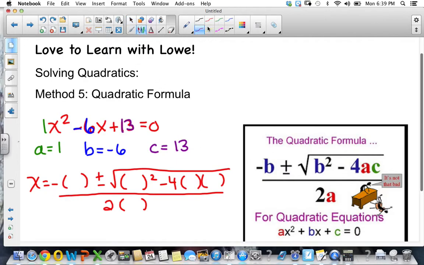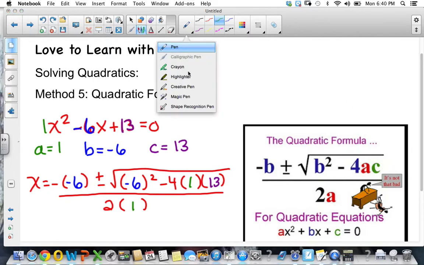So we have negative b, so negative 6, plus or minus b squared, negative 6 squared, minus 4 times a, 1, times c, 13, divided by 2a. So it's set up properly, and I have done the substitution correctly.